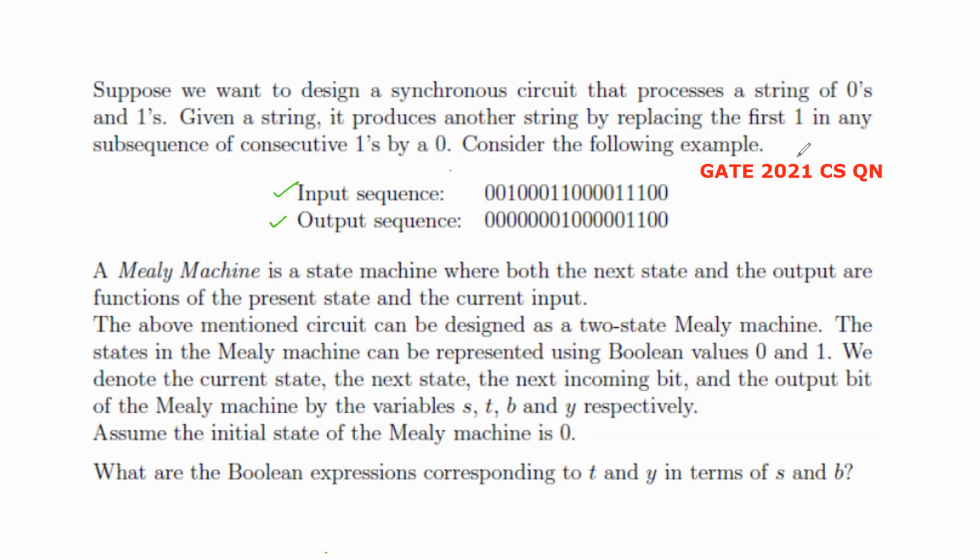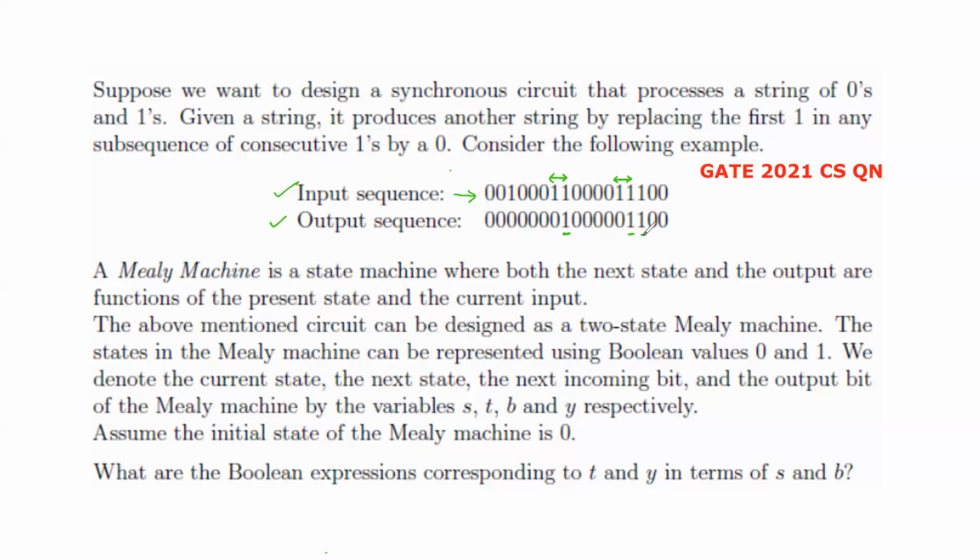Consider the following example. If you find it difficult to understand the given statement, please observe the two sequences. The first sequence is the input sequence. The second sequence is the output sequence. In the input sequence, the string has zeros and ones. In the output sequence also, it has zeros and ones, but the output value is 1 when the consecutive input bits are 1, 1. In the same way, here also the output is 1 when the consecutive two bits are ones.